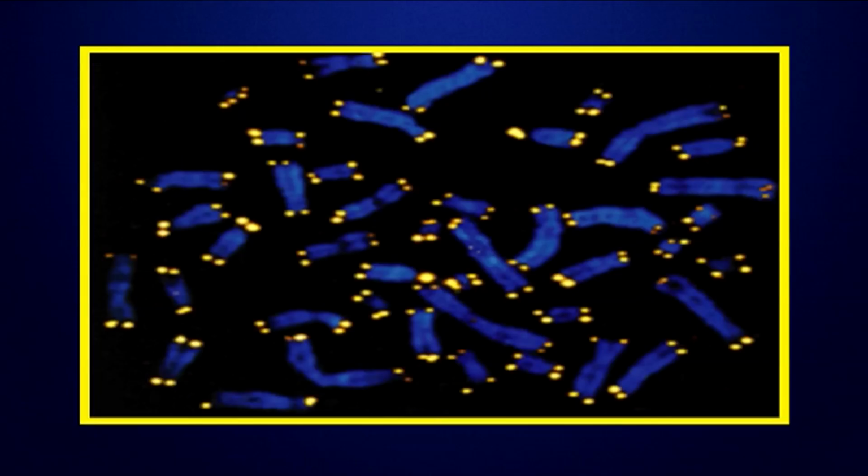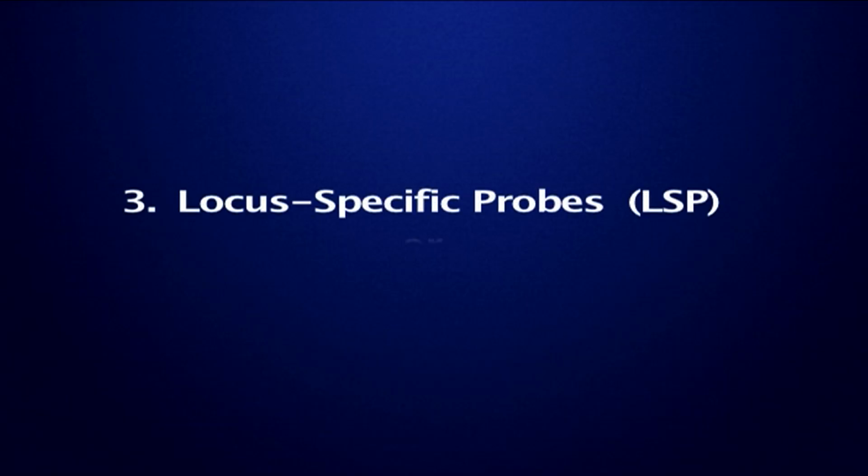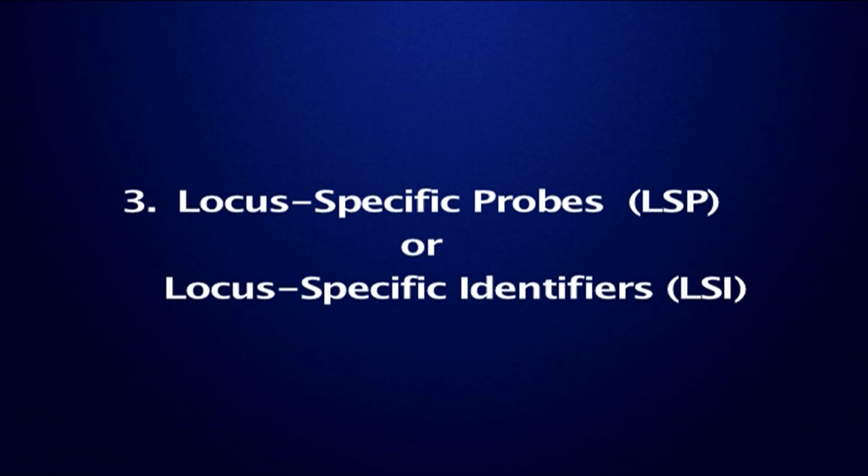Examples of this probe type are pan-telomeric probes targeting the randomly repeated sequences present on all human chromosome ends. In most instances, these sequences are distinct, such that a satellite probe derived from one chromosome will hybridize to that chromosome only. The third type of probe used are locus-specific probes or locus-specific identifiers.